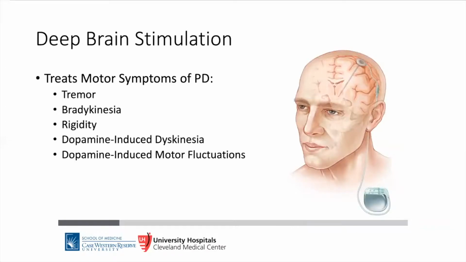So for deep brain stimulation, our primary goals of therapy are going to be to improve the tremor, the bradykinesia, the rigidity, and then the dopamine-induced dyskinesia and motor fluctuations, as you saw from that earlier slide where the therapeutic benefit is limited over time.